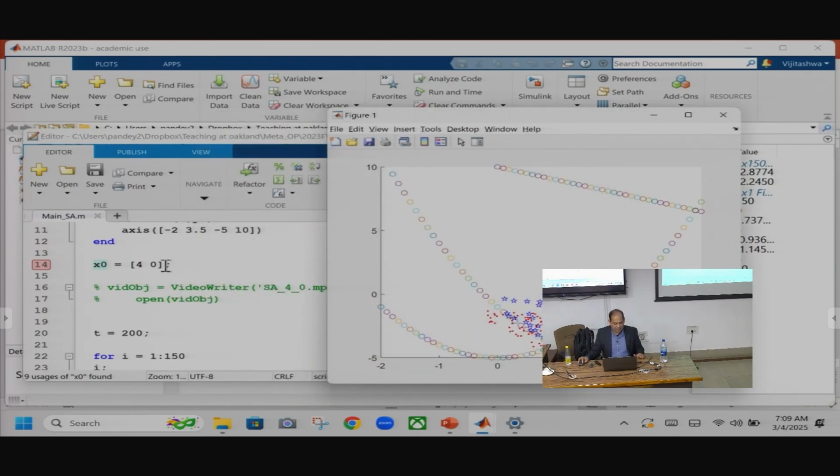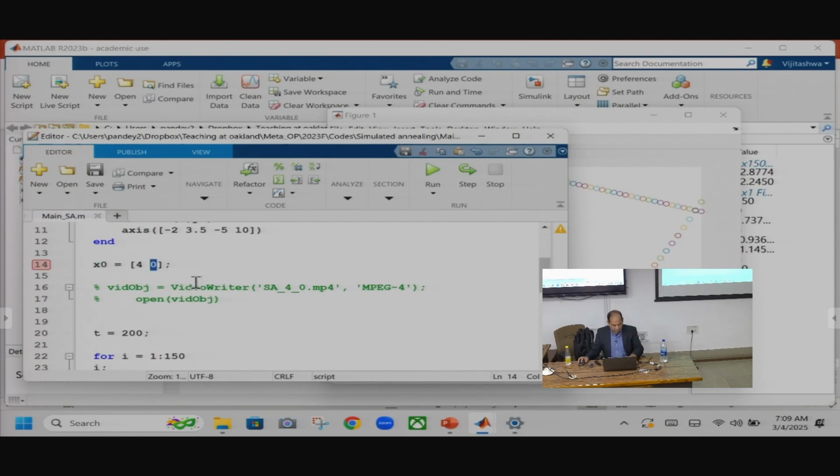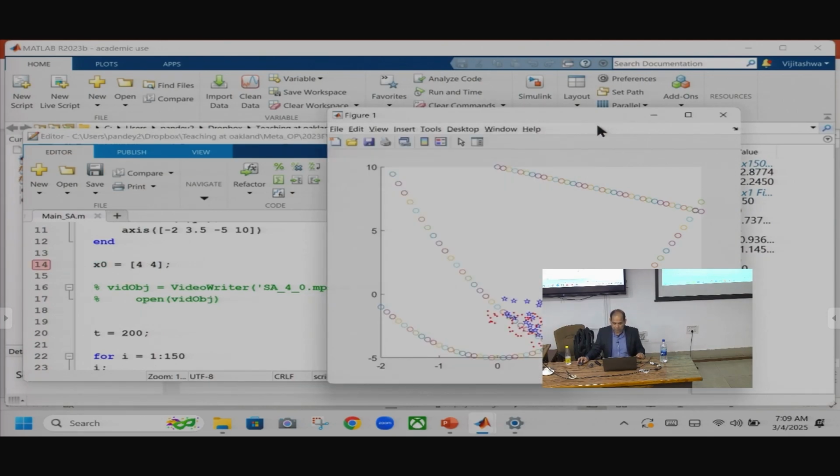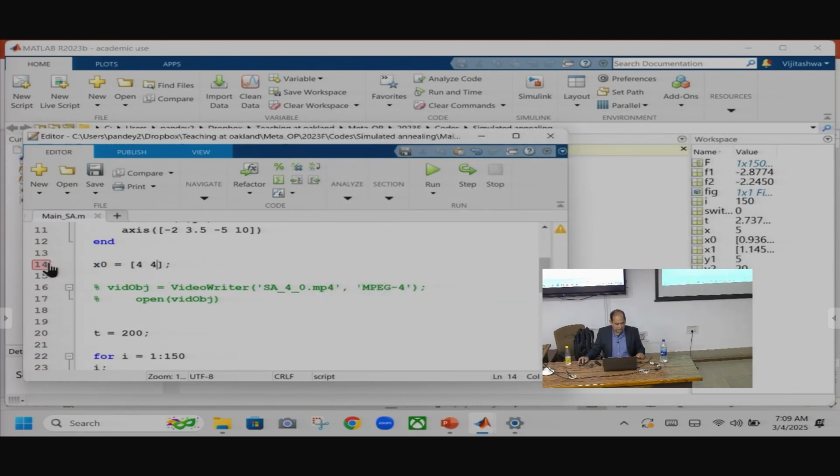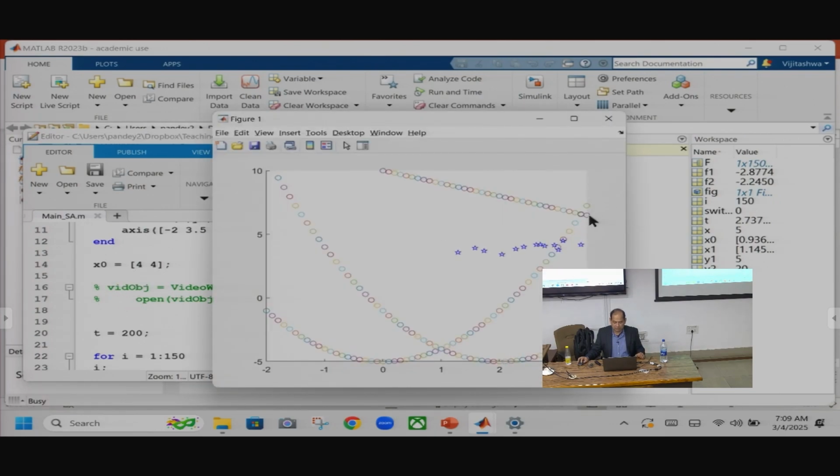We can try some other starting points. Let's say I start at 4, 4. I'll take this out because now we know what the constraint set looks like. It started somewhere here, 4, 4, right? Then it's going to meander somewhere here, and it's trying. Every once in a while you see a red dot, and it finds the solution pretty much every single time. This meandering is okay. Every time you'll get a different meandering of the solution.